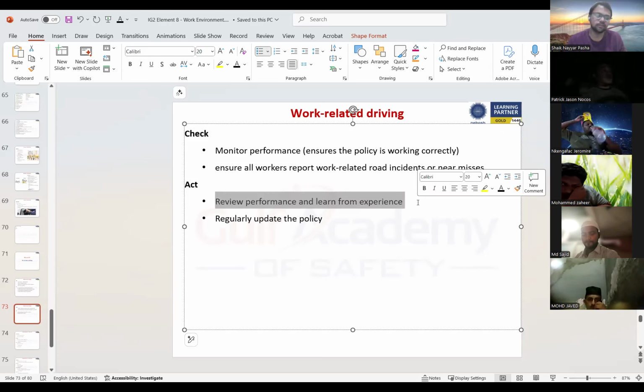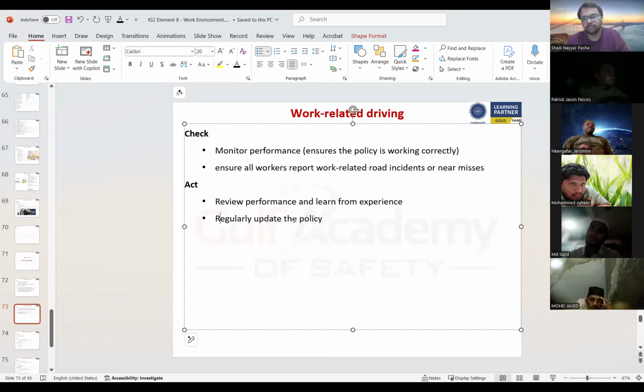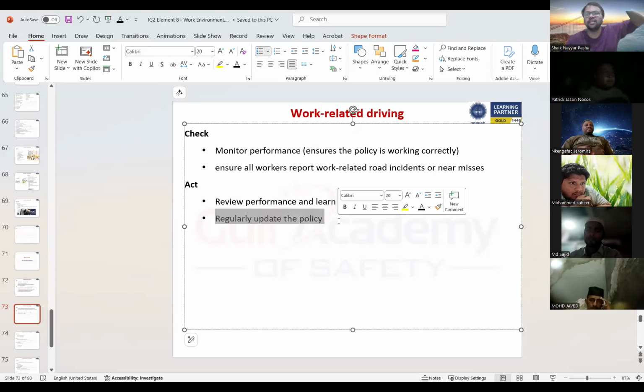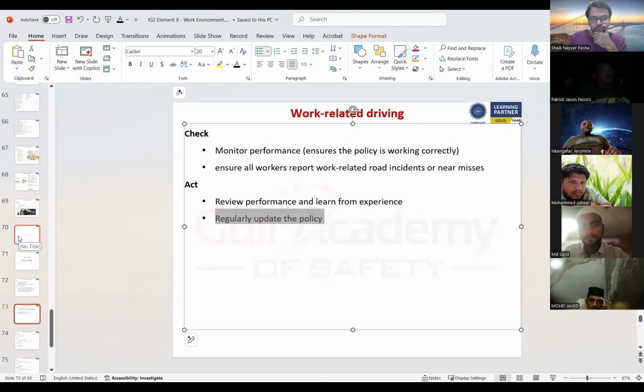Review your performance. If something has gone wrong, learn what went wrong, make improvements, and update the policy. And again, PDCA cycle. So that is work-related driving. Am I clear? Yes, sir.